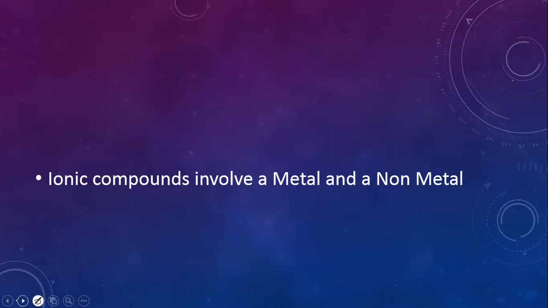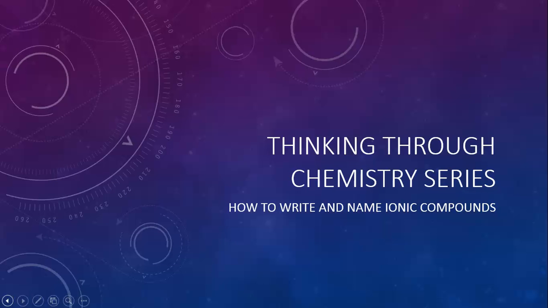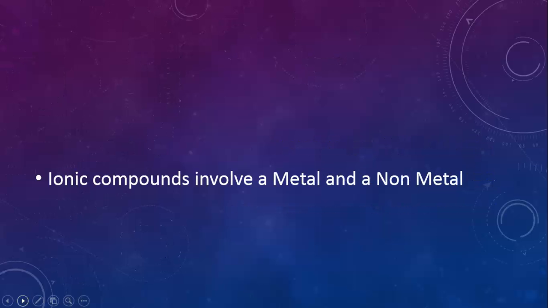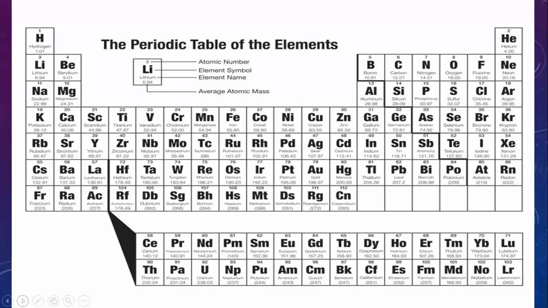Today we're going to look at how to write and name ionic compounds. First of all, what we need to remember is that ionic compounds always involve a metal and a non-metal. So what you need to have out is your periodic table of elements. Both the front side and the back side will be very critical to you in the minutes ahead.